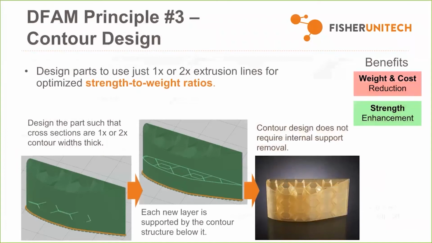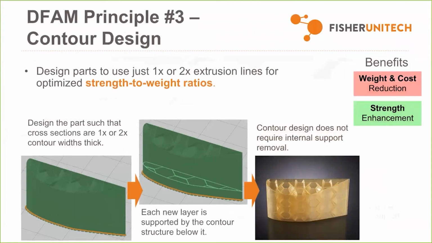DFAM principle number 3, not the most common type, but one that is certainly used, is called contour design. Essentially, certain parts can be printed with just 1 or 2 extrusion lines. When we're talking about extrusion lines, we're talking particularly about FDM technology. And with those extrusion lines, you can create some really strong, lightweight parts.